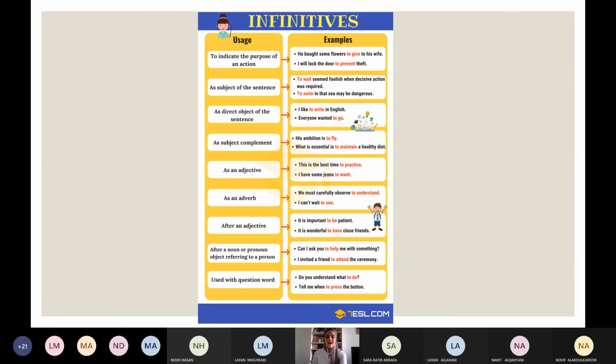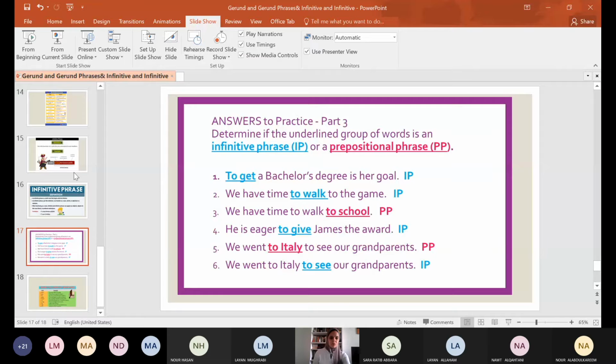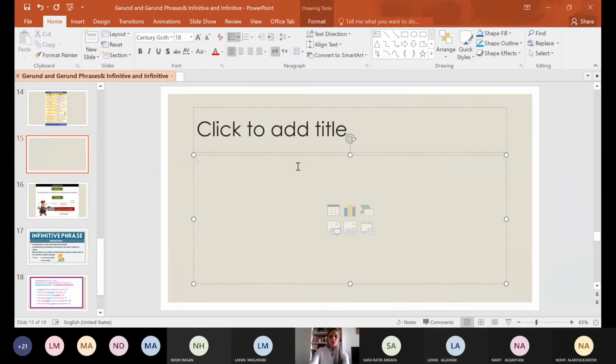So when I have a noun after to, listen, if I put it for you here as a new slide: to plus verb equal infinitive. To plus noun equal prepositional phrase. You have to be aware of it.